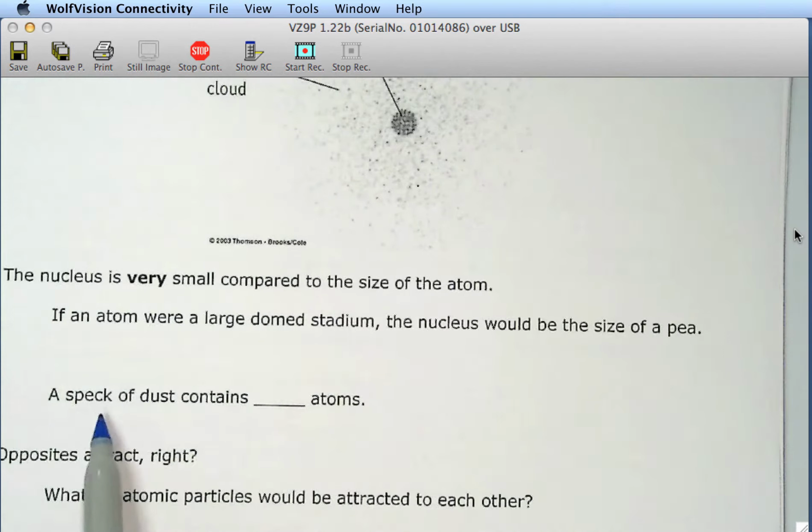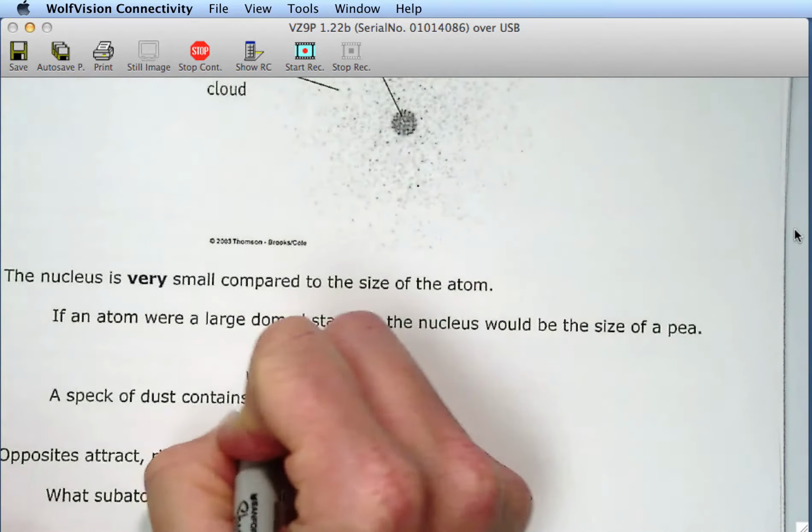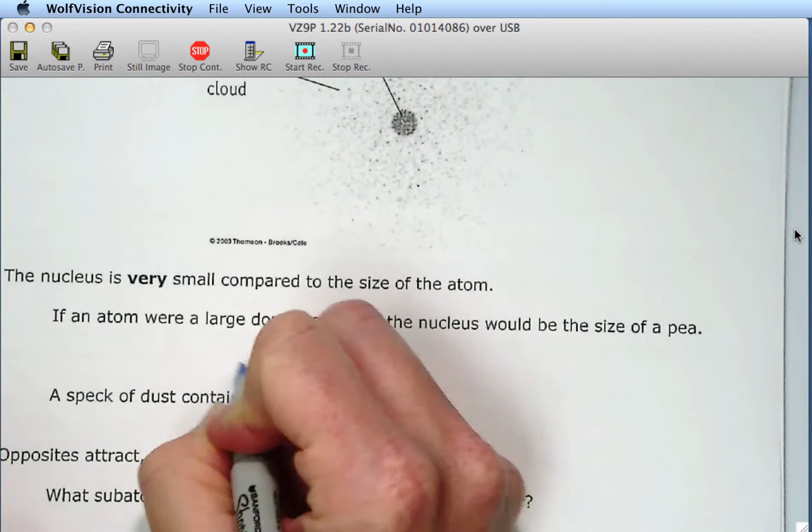So if you think about when the sun is coming through the window and you can see dust, you say, gosh, I really need to dust here or dust there when the light's just right. A speck of dust, how many atoms do you think a speck of dust contains? A lot. About 1,000,000 atoms in that one speck of dust. So that gives you an idea of just how small atoms are.